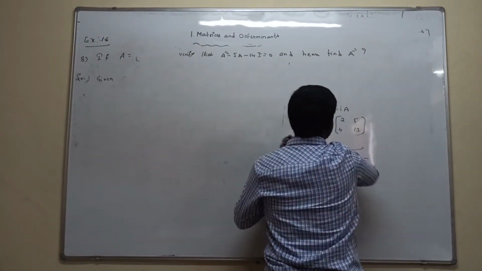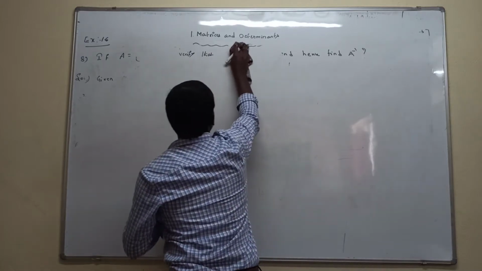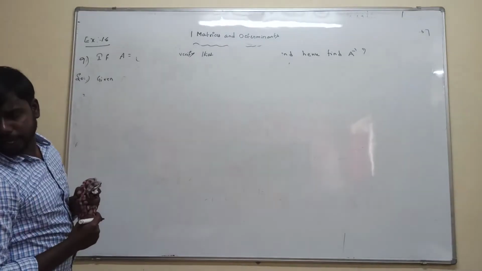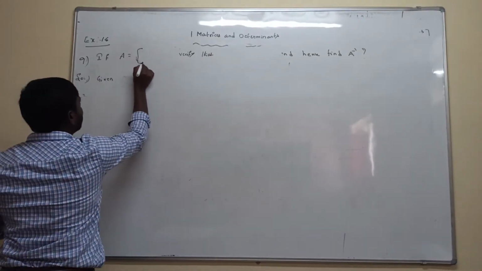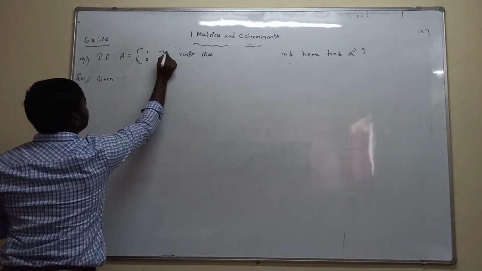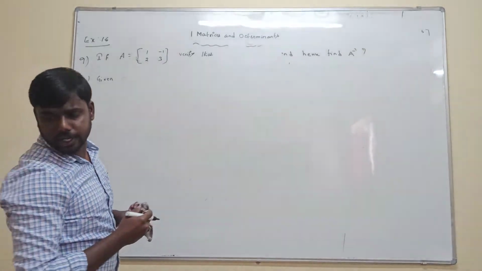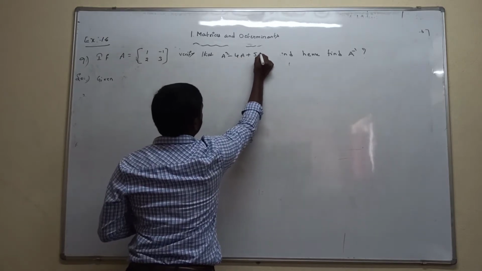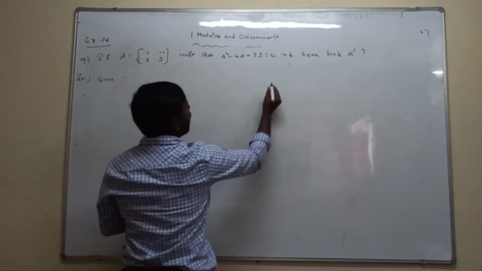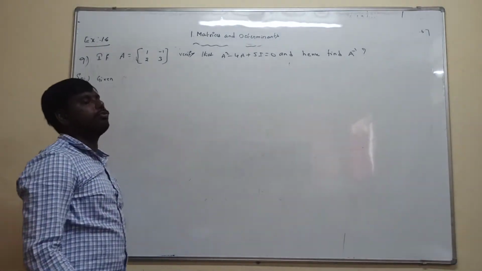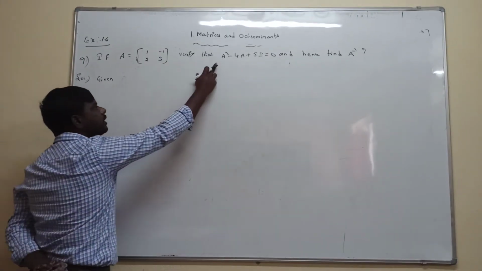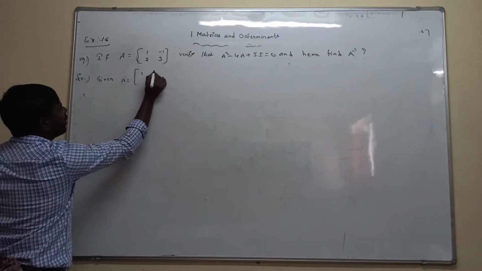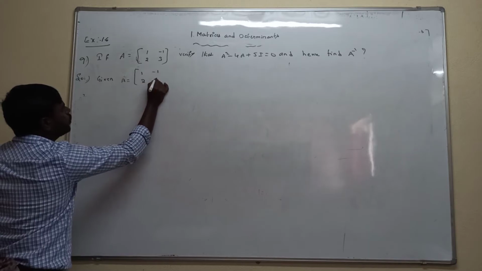See question number 9. If capital A is equal to 1 minus 1, 2 3, verify that A squared minus 4A plus 5I is equal to 0, and hence find the inverse of A. Here also, first we need to calculate A squared. See the solution. Given capital A is equal to 1 minus 1, 2 3.